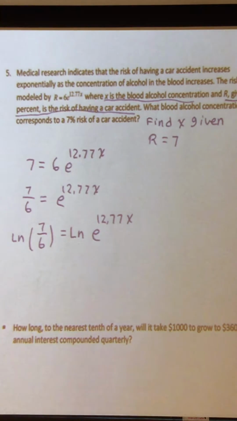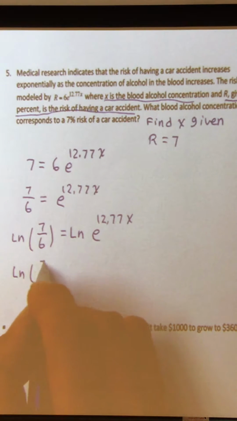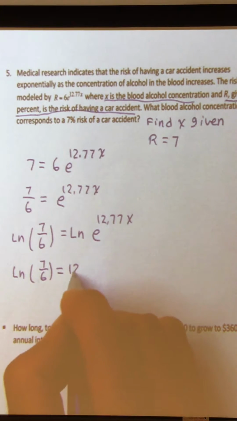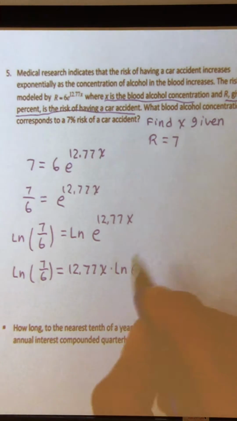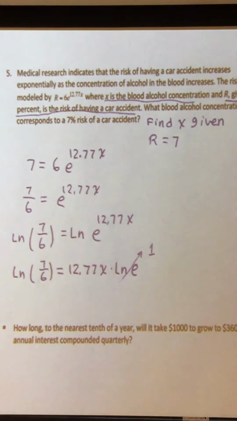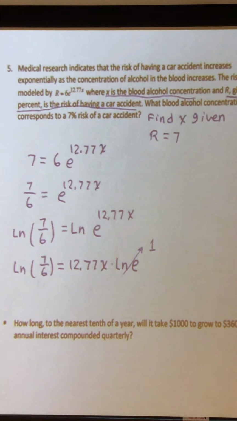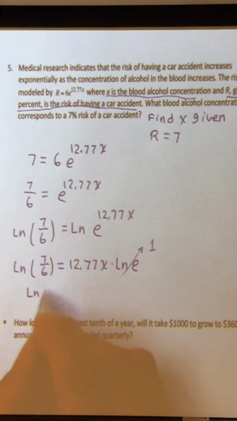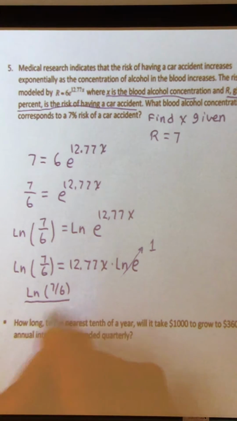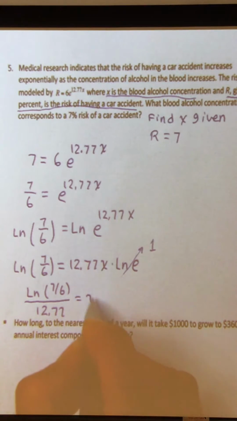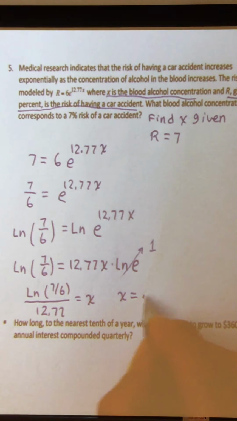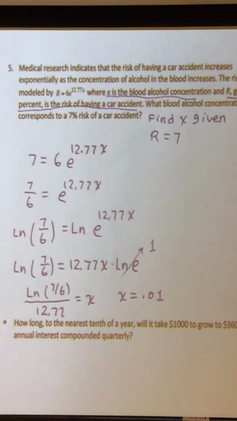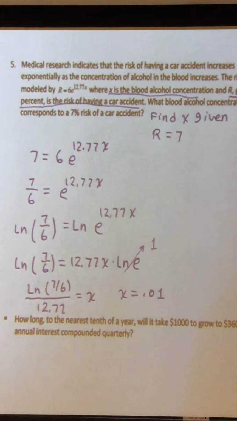And now we can use on the right-hand side our log properties. So we have the log of 7/6 is equal to 12.77x times the natural log of e. And the natural log of e is 1. So dividing both sides by 12.77 will give us our solution for x. And we need to convert that into a decimal. And when we do the arithmetic there, we get 0.01, meaning that for a blood alcohol level of 0.01, we will then have a 7% risk of a car accident.